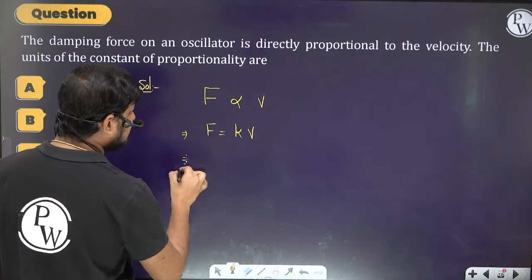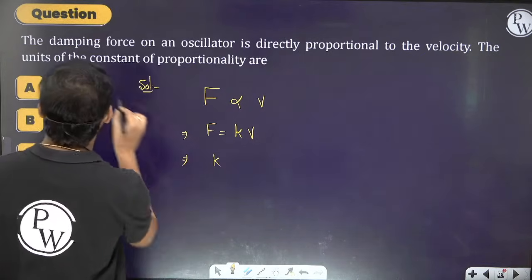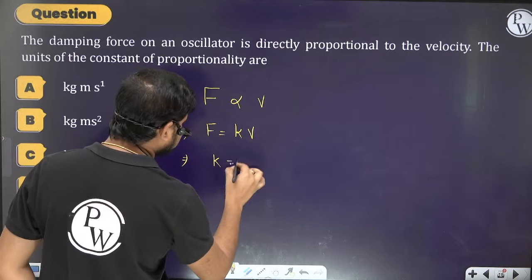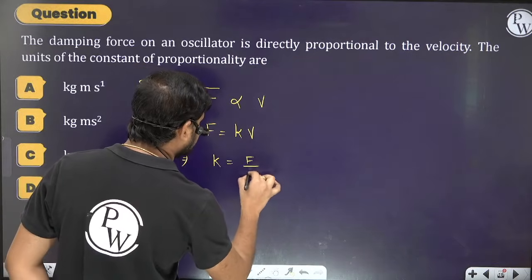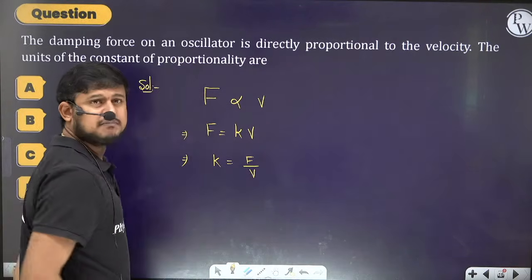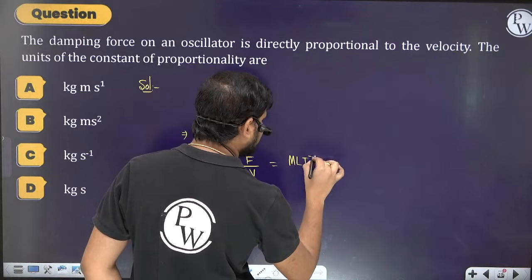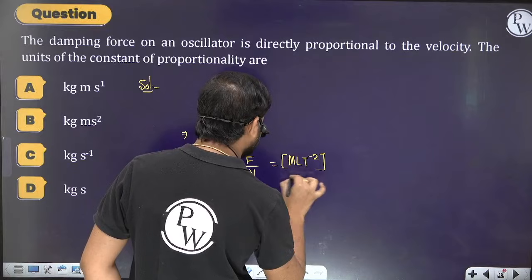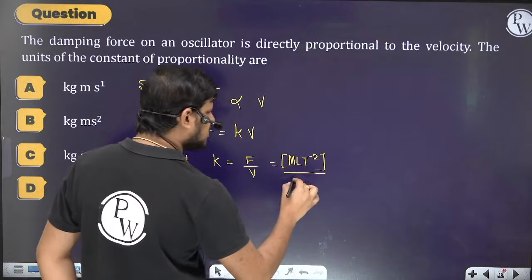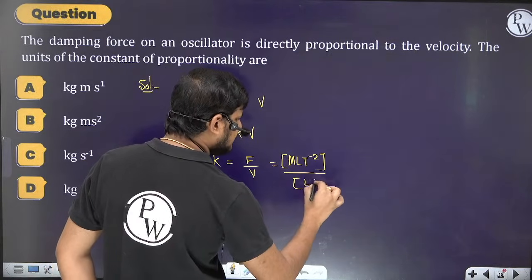Now I need the dimensions of the proportionality constant. So K is equal to force upon velocity. We know the dimensions of force. What are the dimensions of force? MLT to the power minus 2, right? And the velocity dimensions you already know, LT to the power minus 1.